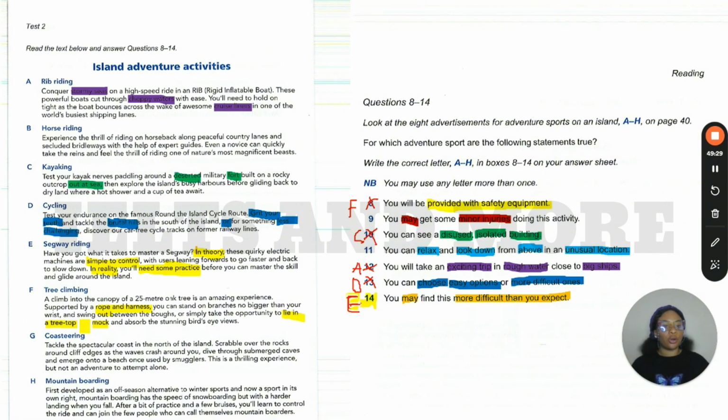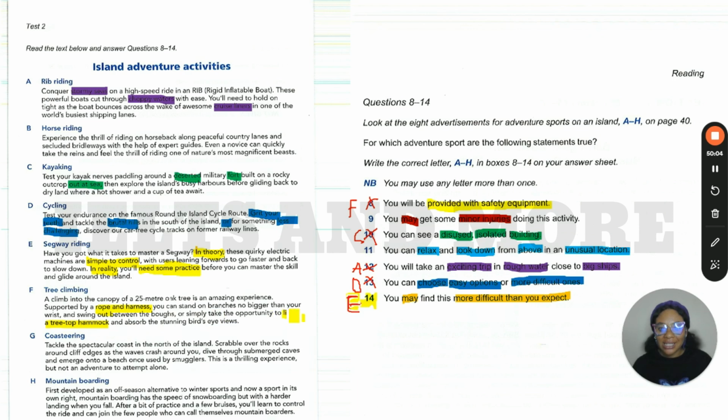To lie down and absorb is like relaxing, right? Which is looking likely to be number 11, because 11 says you can relax and look down from above in an unusual location. So being on this tree that's so high, a 25-meter oak tree, is already an unusual location. It's not something you experience every day. And we've also seen the relaxed part, which is lie down in a hammock. Then the other keyword we've not yet seen is look down from above.